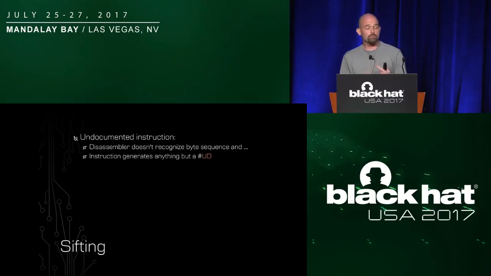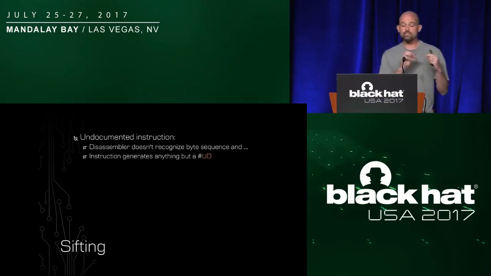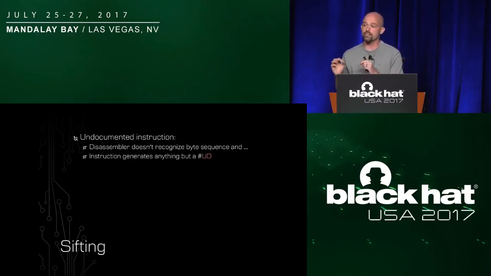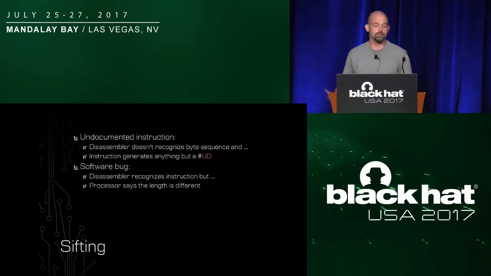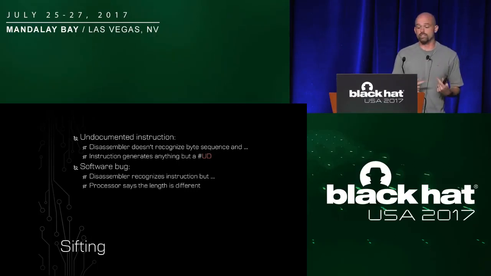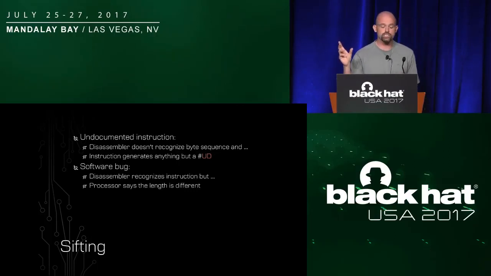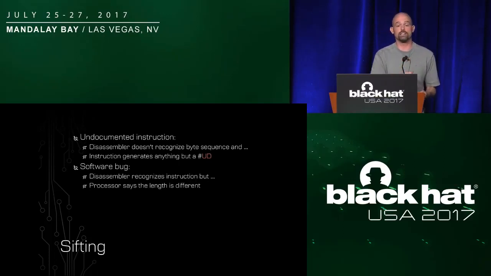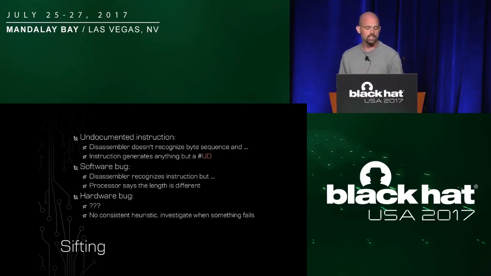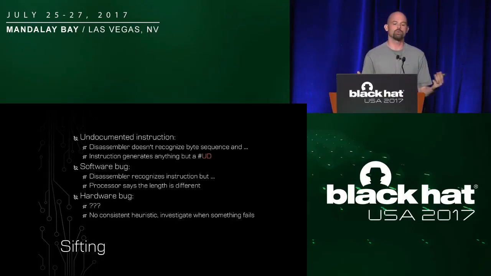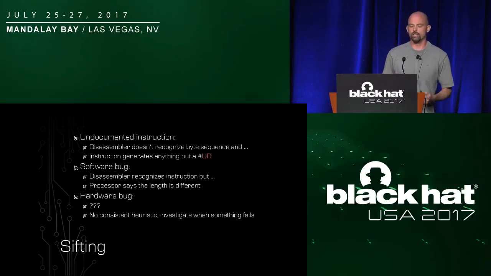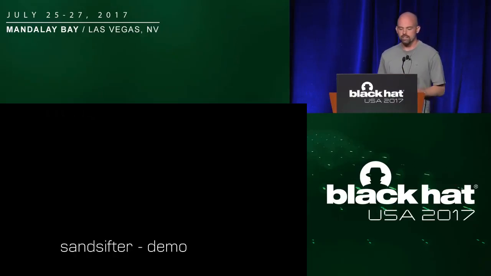So how do we actually pull out interesting anomalies then, now that we've got this disassembler as our ground truth? Well, we can pull out undocumented instructions this way. If the disassembler doesn't recognize a byte sequence, but the instruction generates anything other than an undefined opcode exception, that indicates that this instruction exists on the processor, but it's not documented. We can also pull out software bugs using this approach. Basically, if the disassembler recognizes an instruction, but it thinks it's one length and the processor says it's a different length, that usually indicates that there's some sort of bug in our disassembler. We can also find hardware bugs with this approach. Now, there's no really good heuristic for pulling out hardware bugs. Basically, everything just goes haywire when there's hardware bugs. And I'll show what that looks like a little bit later on. It requires a little bit of manual analysis to identify.